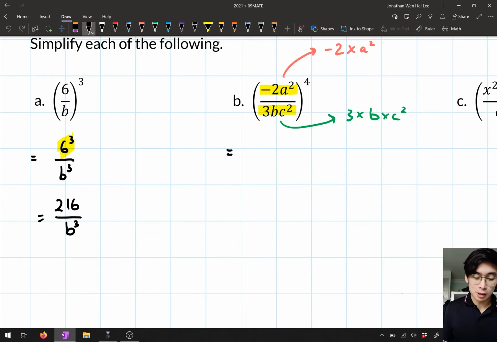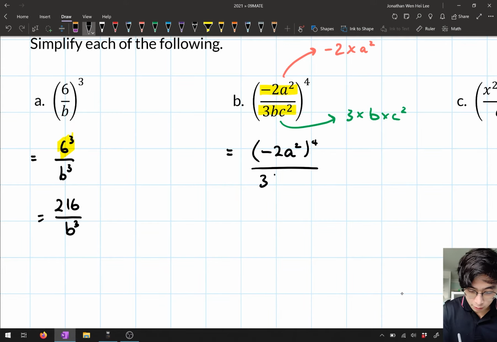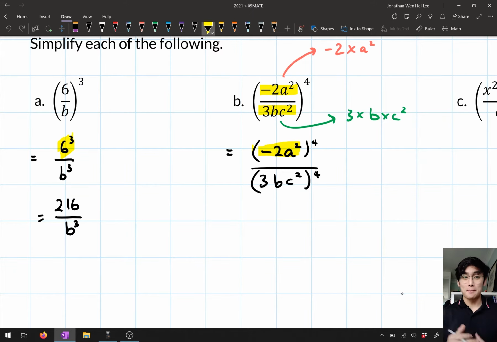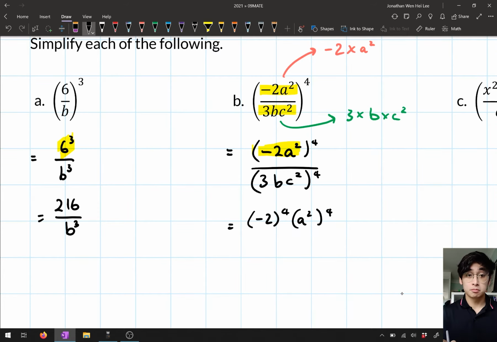So when I'm doing this, I'm just going to raise the numerator to the power 4 and the denominator to the power 4. So here this becomes (-2a squared) to the power 4 over (3bc squared) to the power 4. And just like we did in the last part, when we've got a product being raised to a power, we're going to raise each of those terms to that power. So here for my numerator, this becomes (-2) to the power 4, including the negative part of the 2, times (a squared) to the power 4. And that's all over 3 to the power 4, b to the power 4, and (c squared) to the power 4.